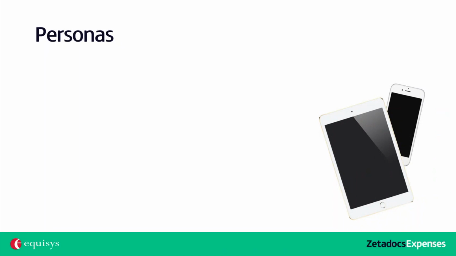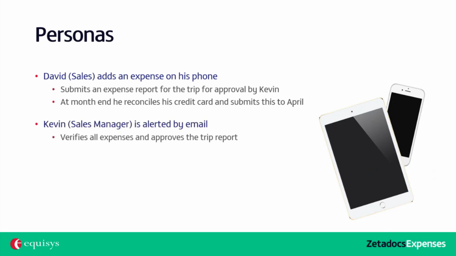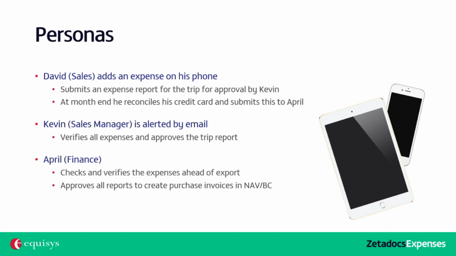Before we get into the demonstration, I'll walk you through a few of the personas that we'll be using today. First, we have David, who's in the sales team, who'll be submitting expenses through for approval by his manager, Kevin. Then Kevin, who's the sales manager, will get an email alert about David's expense report. He'll then go into that expense report and approve the report. And then finally, we have April, who's in the finance team, who will do all the final checks and verifications before creating an unposted purchase invoice within Business Central.